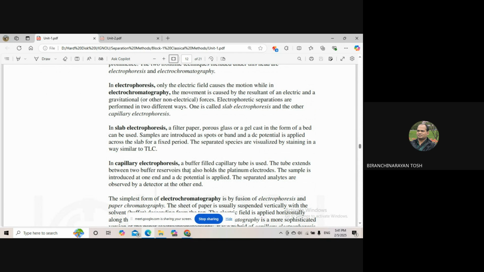In capillary electrophoresis, a buffer-filled capillary tube is used. The tube extends between two buffer reservoirs that also hold the platinum electrodes. So the sample is introduced at one end and a DC potential is applied. Separated analytes are observed by a detector at the other end.